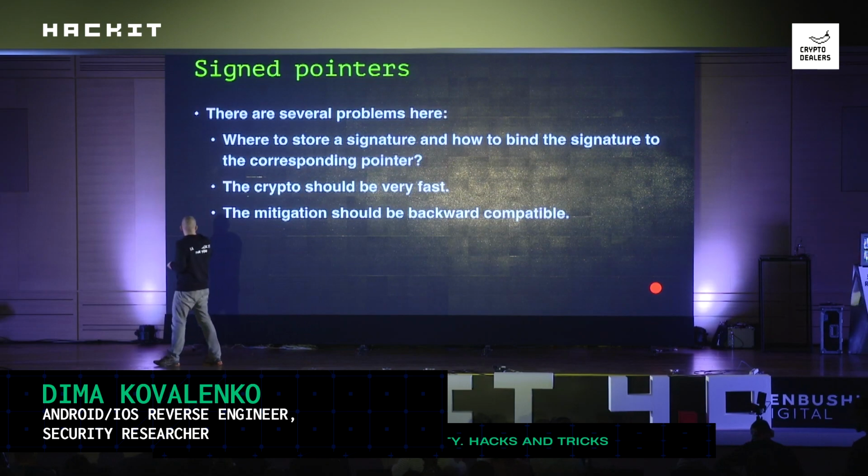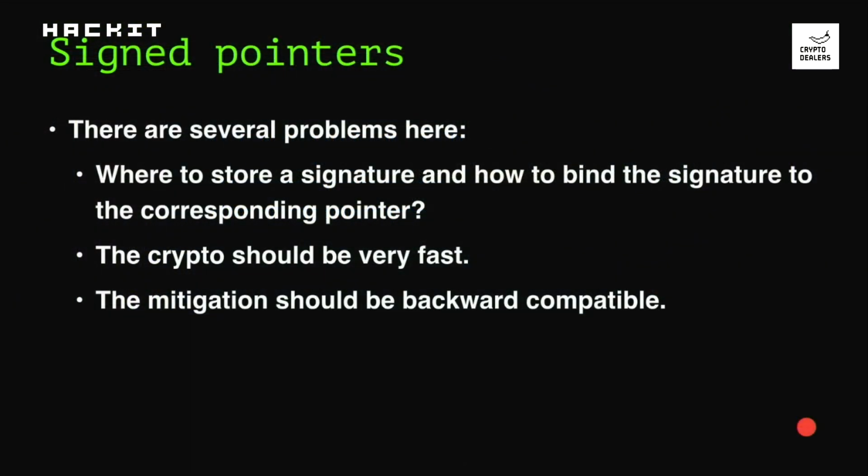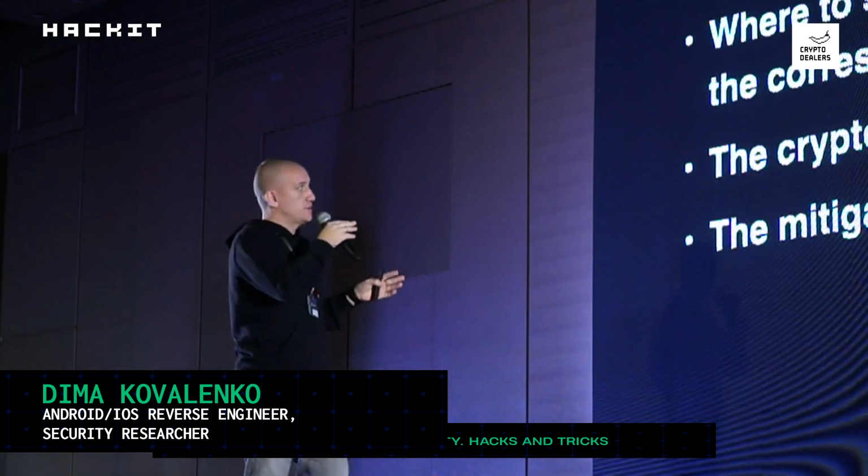The first problem is where to store the signature and how to bind the signature to the corresponding pointer. If we have data and a signature for this data, we should bind them together somehow. An average application uses millions of pointers, so we probably need some dedicated memory for these signatures. And we need something like a dictionary in memory to bind together the pointers and the corresponding signatures and vice versa.